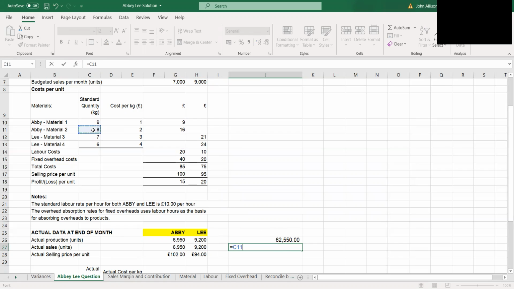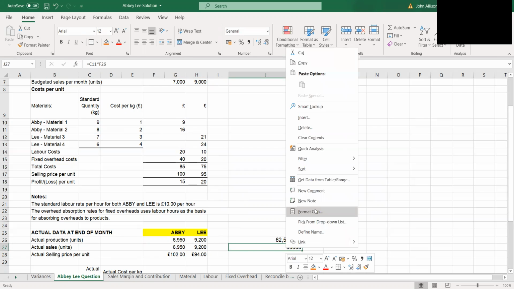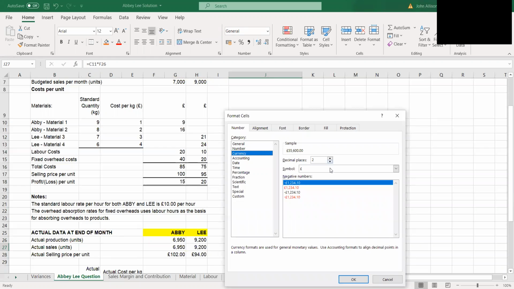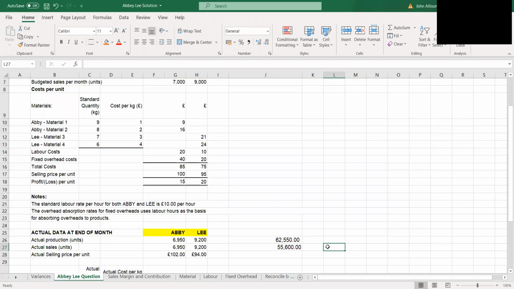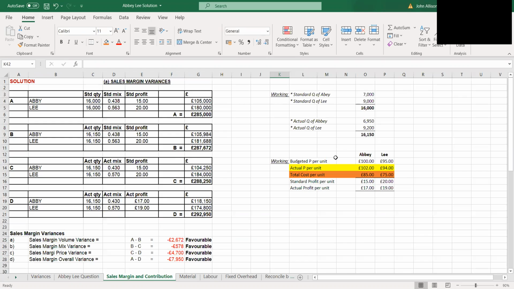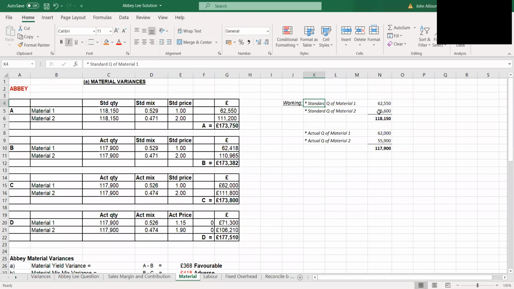And then to get the same for material 2, it will be the 8 multiplied by the amount of units that we're going to produce, which is 6,950. Again, it's the amount actually produced, and that will give us 55,600. If you want to see it with the commas, sometimes it makes it a bit clearer: 62,550 of material 1 and 55,600 of material 2. We can see these calculated here, 62,550 for material 1, and then 55,600 budgeted for material 2.